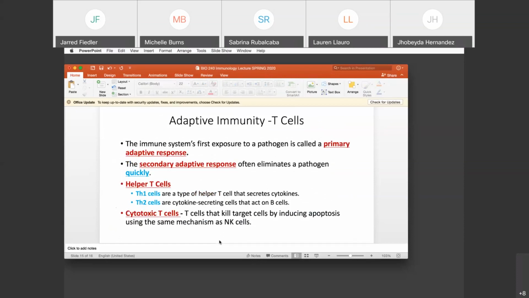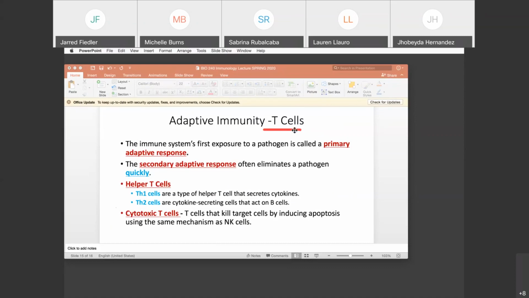So let's talk quickly about T cells. This is very, very short, guys. This is the butt end of this lecture. Now, the immune system's first exposure to a pathogen is called a primary adaptive response. The reason why I'm putting this here is because it's relative to adaptive immunity. So the primary adaptive response is when, for example, God forbid, you contract the COVID-19 virus. That means your immune system is trying to figure out what just hit you in your system.